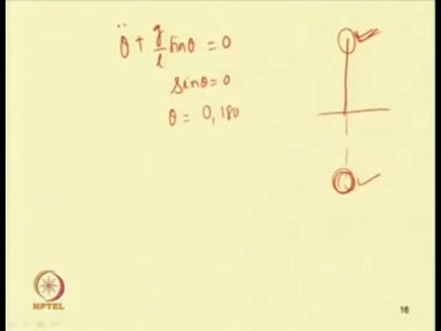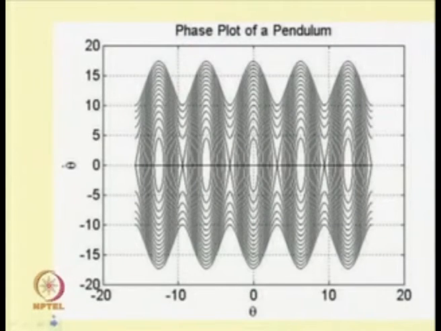In case of this pendulum, the phase portrait is plotted. This is the periodic response, and these are the saddle points. Theta from minus 20 radian to plus 20 radian is plotted. One can have the homoclinic and heteroclinic orbits. This is the homoclinic orbit, and in between this orbit we have this periodic response, isolated periodic response.